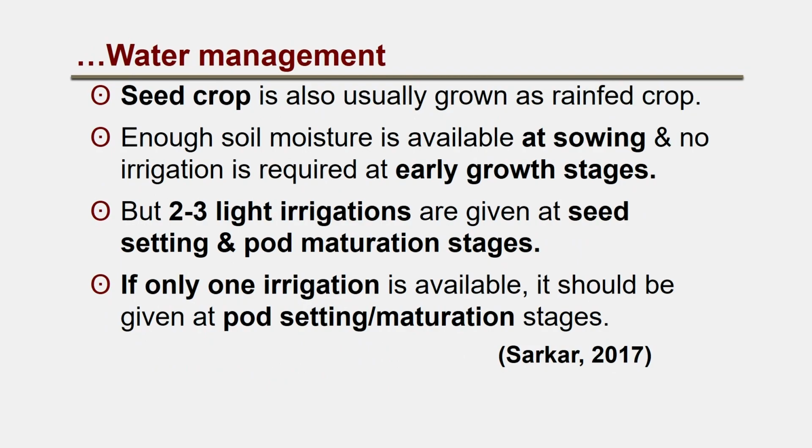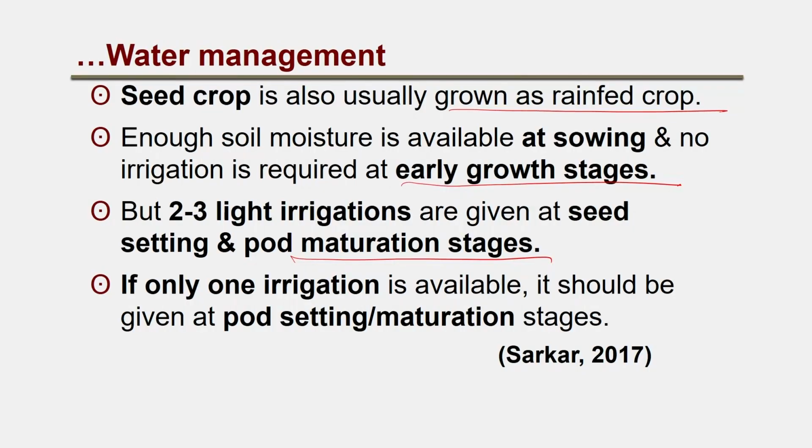Seed crop is also usually grown as a rain-fed crop. Enough soil moisture is available at sowing and no irrigation is required at early growth stages. If some pre-monsoon shower comes and moisture is there, then you need not go for pre-sowing irrigation; the crop can be sown. But 2 to 3 light irrigations are given at seed setting and pod maturation stage.